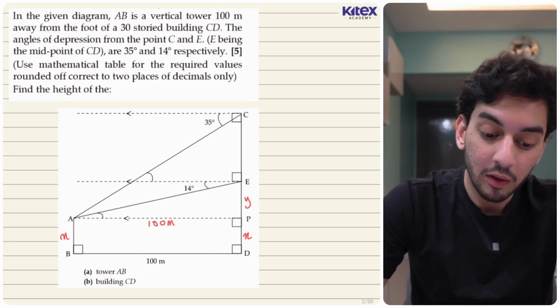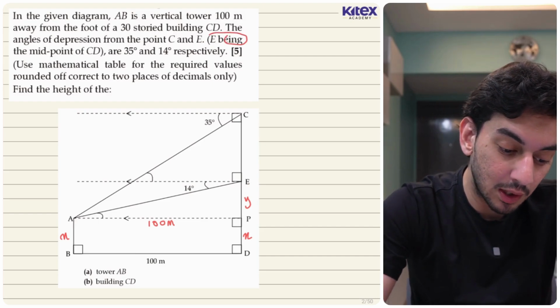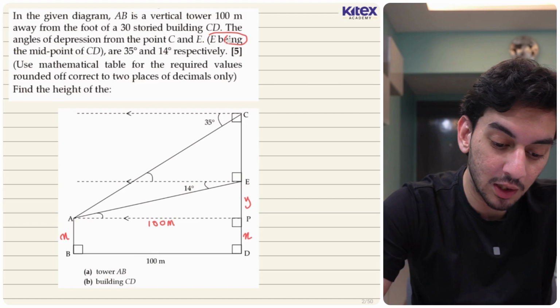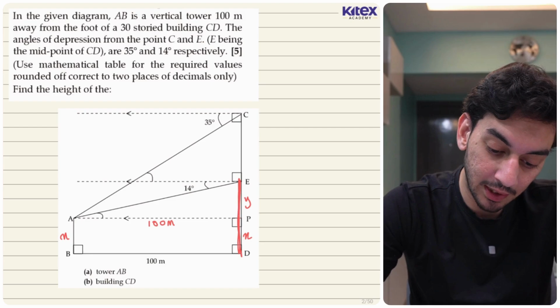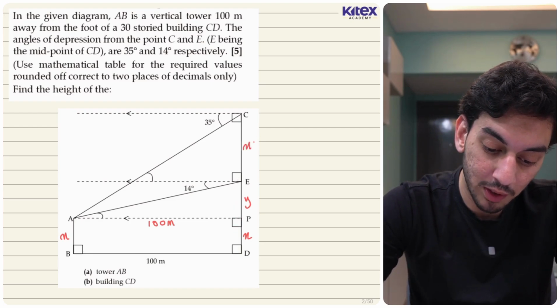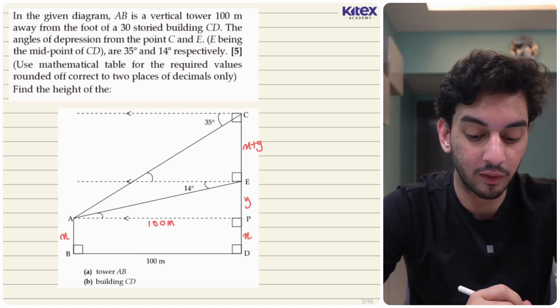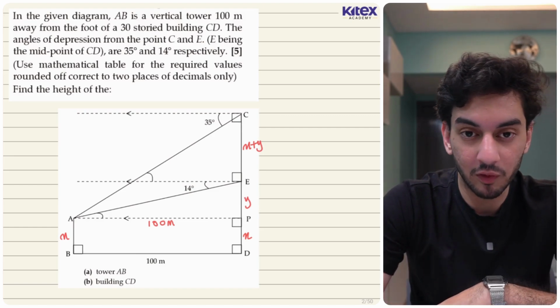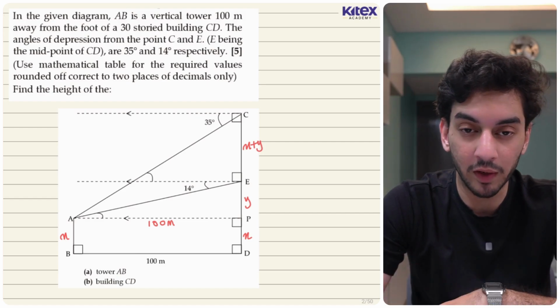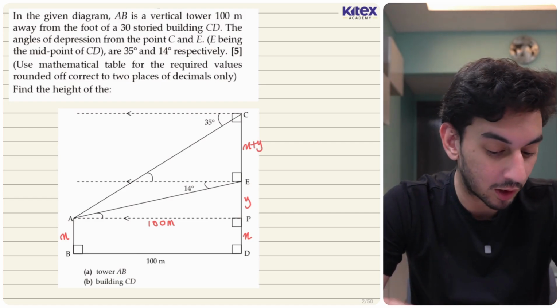meter. Okay, now the question says that E is the midpoint of CD. So if E is the midpoint of CD, then definitely if this thing is x plus y, this thing would also be equal to x plus y. Okay, now these are the things that I have in the diagram, and with this much information I can just move ahead and try to figure out what trigonometric ratios can be applied over here.